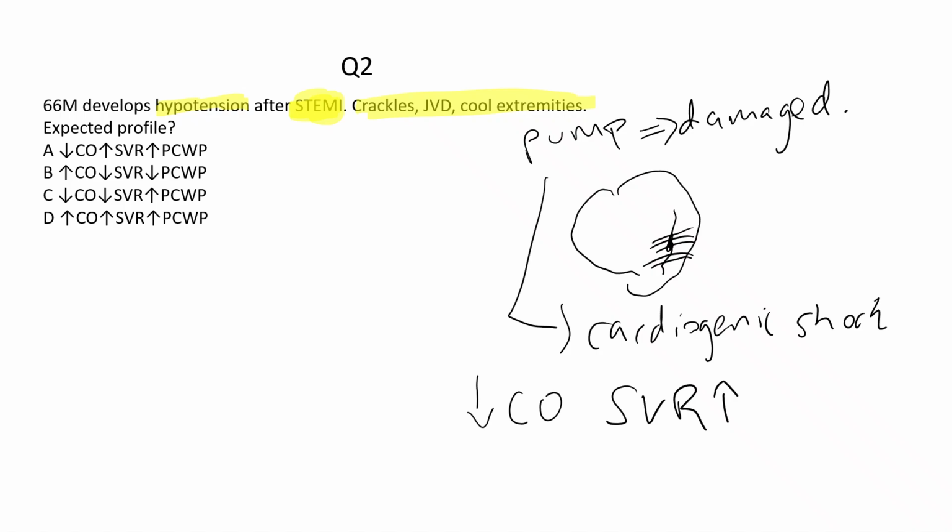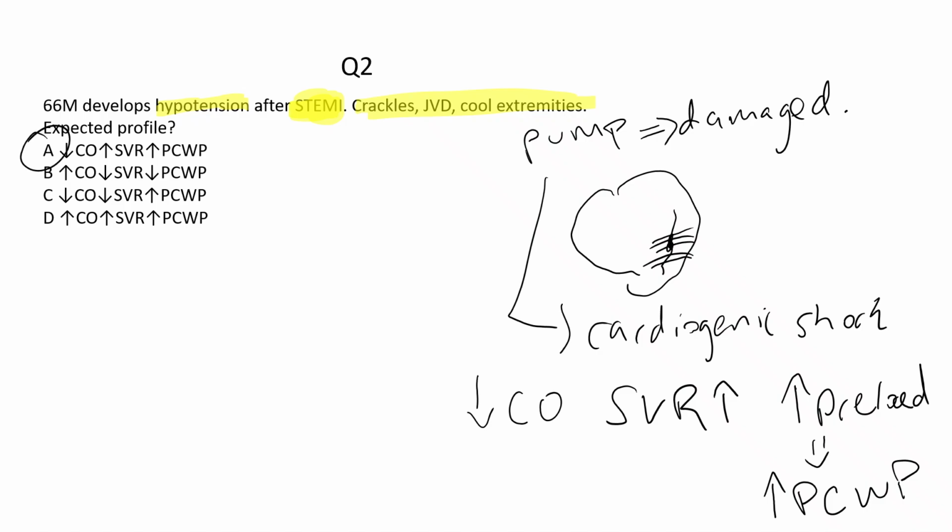Okay? And now we're going on to PCWP, right, which is preload. So since your heart cannot pump well, right, the volume stays in the heart longer, right? So that means that you have an increased preload. And what do we say about preload? Preload is the same as PCWP. So that will mean you have an increased PCWP. Okay, so the schematic here would be choice A, right?